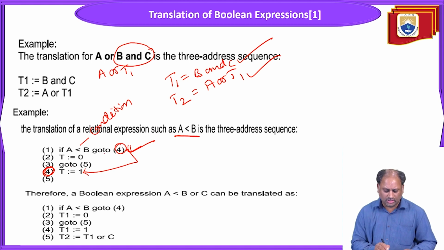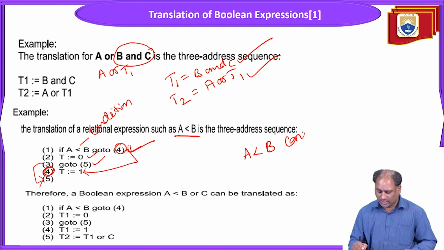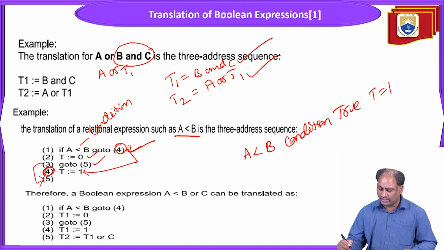If it is not, that means the condition fails, then it doesn't go to the fourth statement, it executes the second statement, t equal to 0, and goes to 5. What is 5 here? It skips one. That means if A less than B, condition true, then it executes the statement t equal to 1. A less than B, condition false.